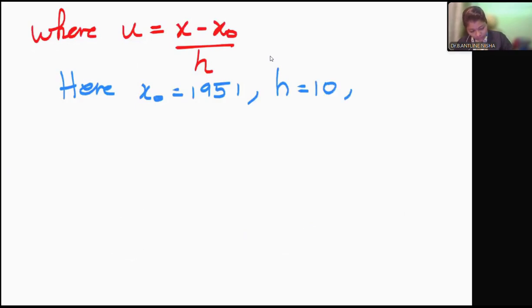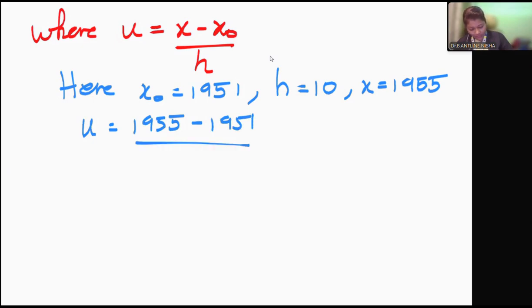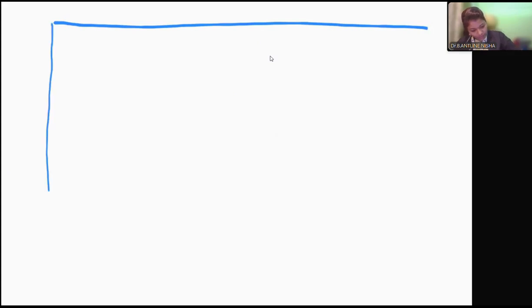And the x value is given in the question, that is 1955. Take all the values and substitute them. u is equal to the x value 1955 minus the x naught value 1951 divided by h. So 1955 minus 1951 is 4, divided by 10. So you will get 0.4. After this, we can draw the Newton forward difference table.